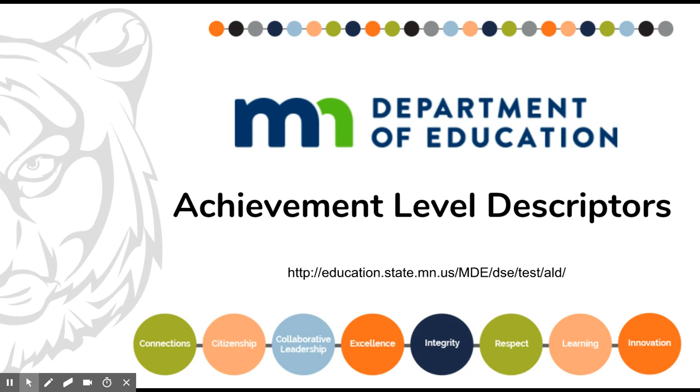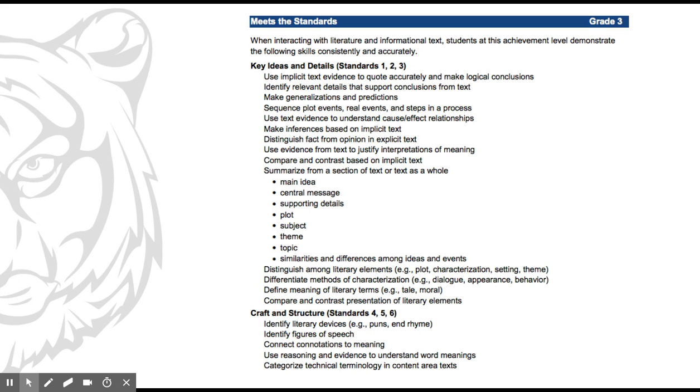Another resource that is helpful for teachers when planning some close reading questions is the achievement level descriptors, also on the MDE website. This will give more specifics as to what a third grader, or each grade level, should be able to do to meet the standards. I notice, for example, in the middle of this page, third graders are supposed to be able to summarize from a section of text or text as a whole and get a variety of things, including theme, plot, supporting details, central message, etc. A document like this, again, is ripe for us in brainstorming what would be good questions to ask students during close reading.